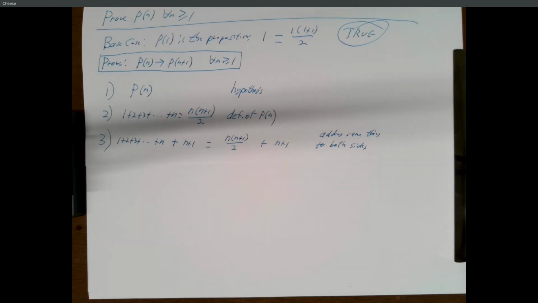Or you could say properties of arithmetic, or properties of addition, or properties of equalities, or it's obvious, but don't ever say it's obvious in a proof. But I'm just adding the same thing to both sides. So this is definitely a true proposition. Everybody agree with that? Okay.